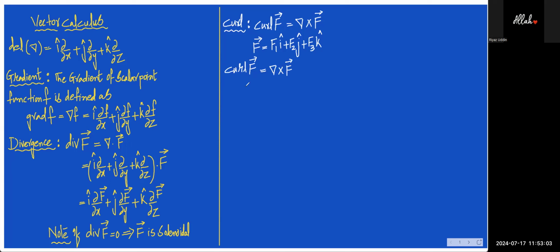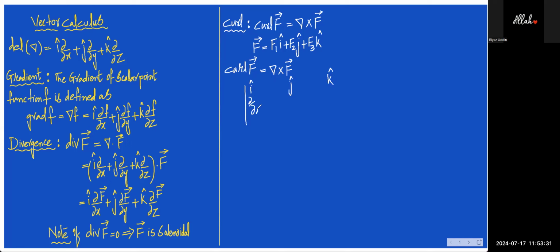Can you hear me till here? i cap, j cap, and k cap is your first row. When we are finding the cross product, it will be like that. And now in the first row, you will write the coefficients of del. What are the coefficients here? Dou by dou x, dou by dou y, dou by dou z. Exactly.